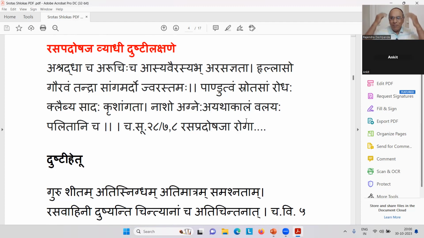Valaya means wrinkles, and palita means gray hair, early graying of hair.